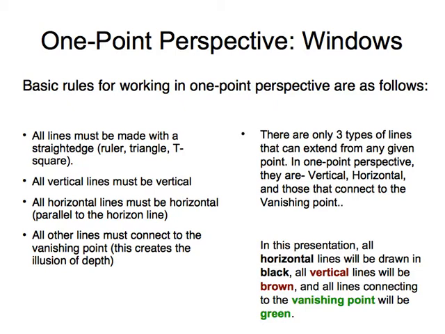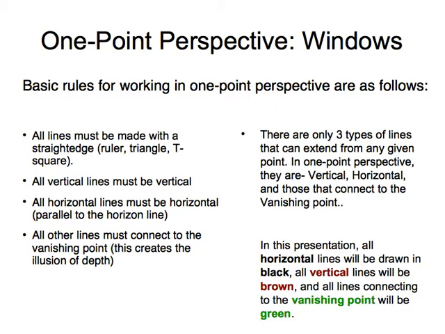Basic rules for working in one-point perspective are as follows. All lines must be made with a straight edge, a ruler, a triangle, or a T-square. All vertical lines must be vertical. All horizontal lines must be horizontal, that is, parallel to the horizon line. All other lines must connect to the vanishing point. This creates the illusion of depth.